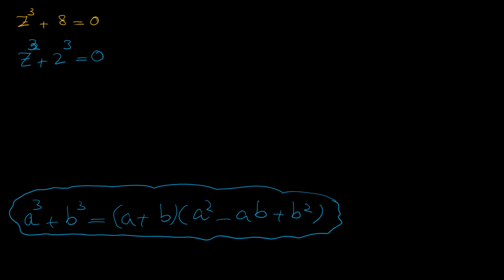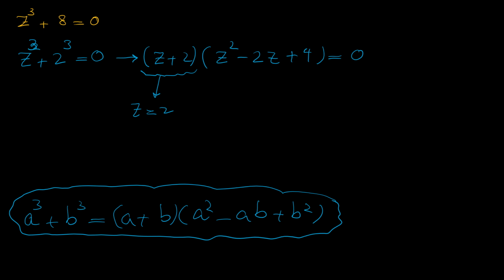If we use this identity, then we have a plus b. What is a plus b in this case? a is z, b is 2. So z plus 2 times a squared, which would be z squared, minus ab, minus z times 2 or minus 2z, plus b squared, 4, equal to 0. Now by setting z plus 2 equal to 0, z is negative 2. And this is one solution that was obvious from the beginning.